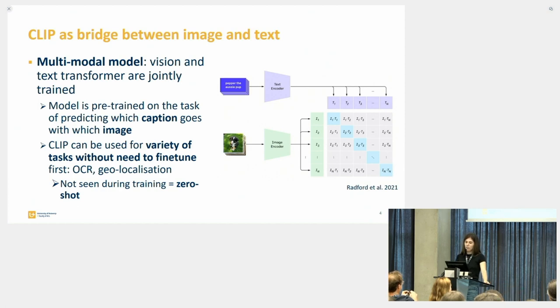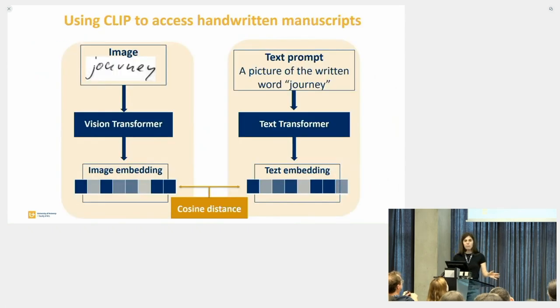CLIP is pre-trained on quite a large data set already, so it can be used for a wide variety of different tasks without the need to fine-tune it to the specific task first. Using a model for data that it hasn't seen during training is called zero-shot. So in this paper, I will be talking about using CLIP for reading handwritten text.